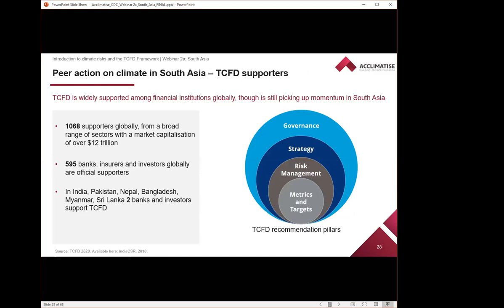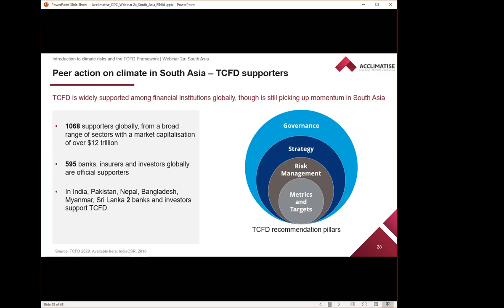And just continue this theme of action and what's going on around you. When we look at the actual signed up supporters to TCFD, there's currently just over 1,000 supporters from a broad range of sectors with a current market capitalization of over $12 trillion. There are 595 banks, insurers, and investors included in that.